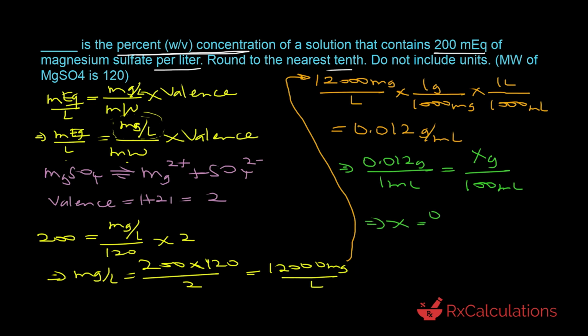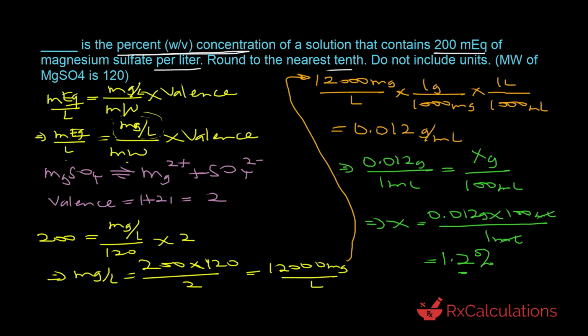X equals 0.012 grams times 100 milliliters divided by 1 ml. That goes away. And this should be 1.2%. Decimal moves 2 places to the right. That gives you 1.2. So although the question is short, it's relying on 2 concepts.